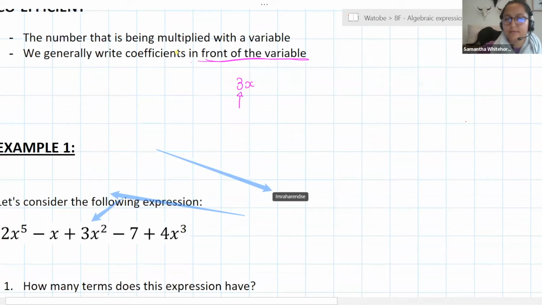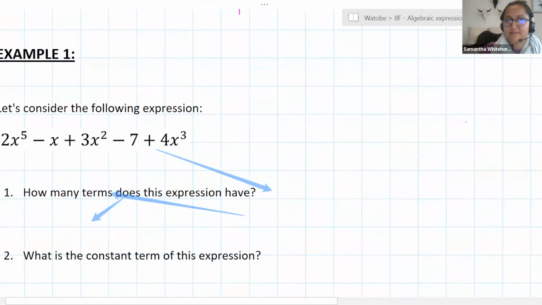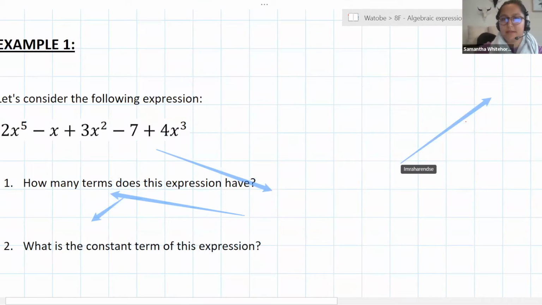Are we good, my people? Looks like we're good. No one is raising their hand or saying anything on the chats.